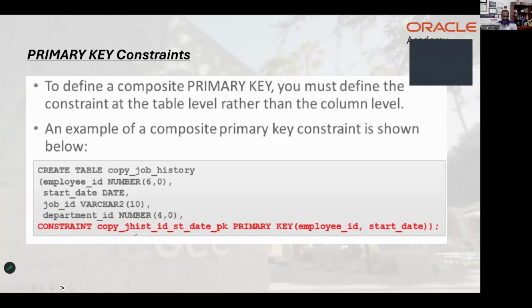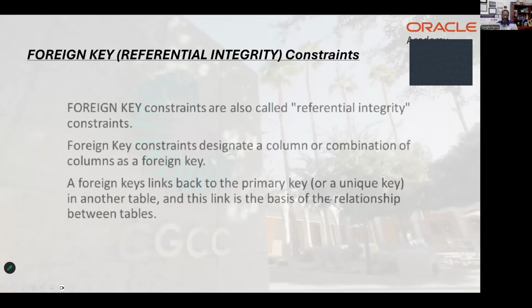No, did I say that right? Actually, in the copy of the job history table, ID and start date are your primary key. Yeah, and it tells you here what the columns are. So that's all required if you're going to create that type of composite primary key.